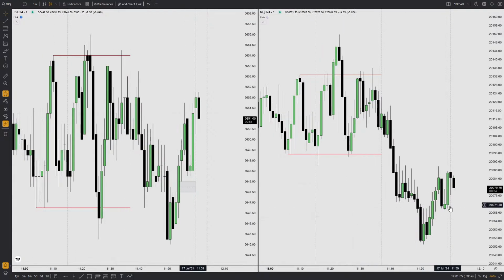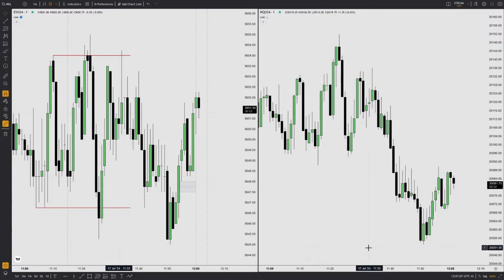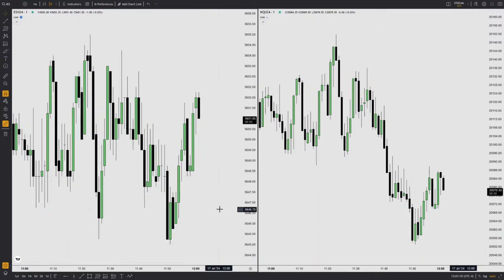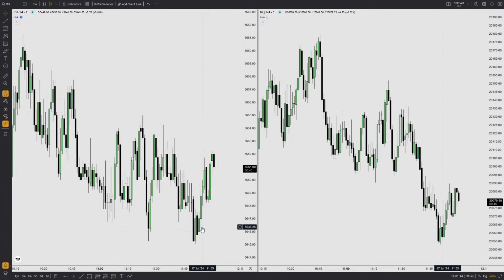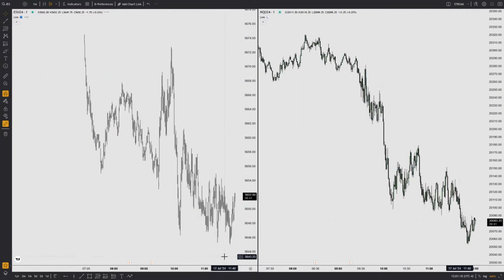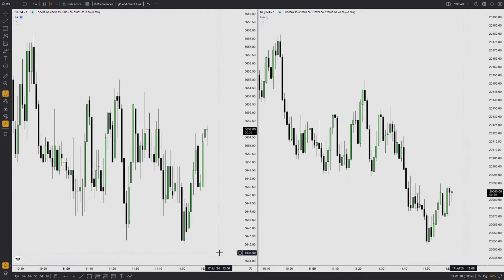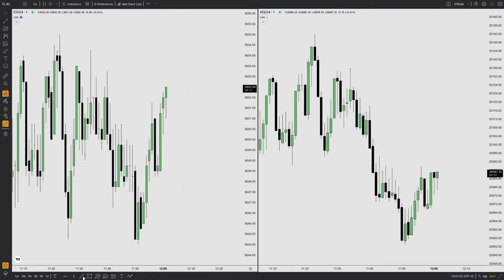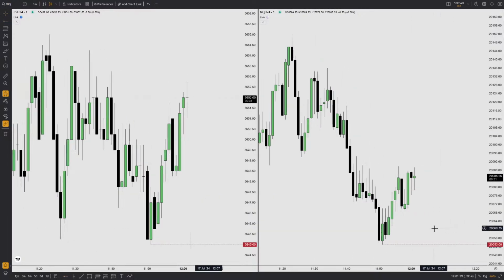Alright, so now we are at 12. I'm going to remove all the previous annotations and we're going to start from scratch. Okay, so the lowest low from 6 to 12 is right here and right here. This is the lowest low.